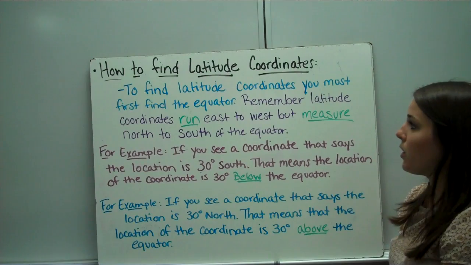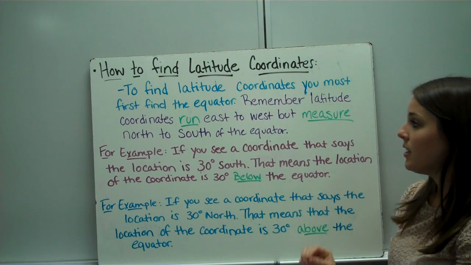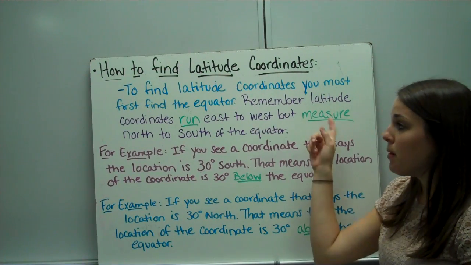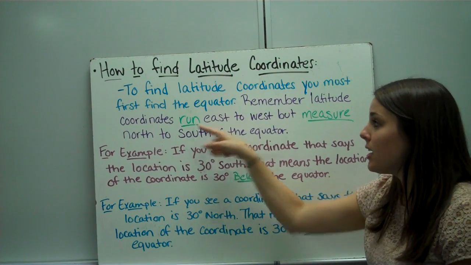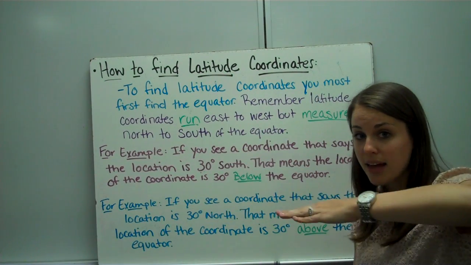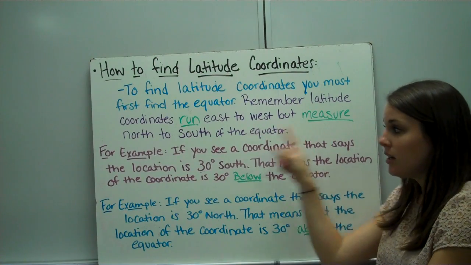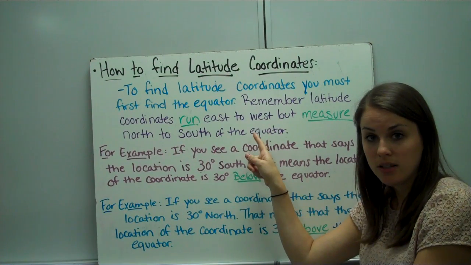To find latitude coordinates, you must first find the equator. One thing that's very important is that you remember that latitude coordinates run east to west, remember, lat lays flat, but they measure north to south of the equator.